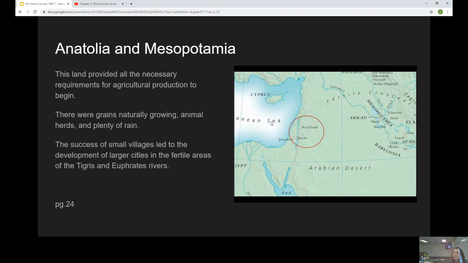The success of smaller villages of people that switched from being nomads to settling down permanently eventually led to large cities. Particularly the largest cities occurred around the Tigris and Euphrates rivers, which are over here. But we do have some fairly large cities that, if you're familiar with the biblical stories, pop up over here.